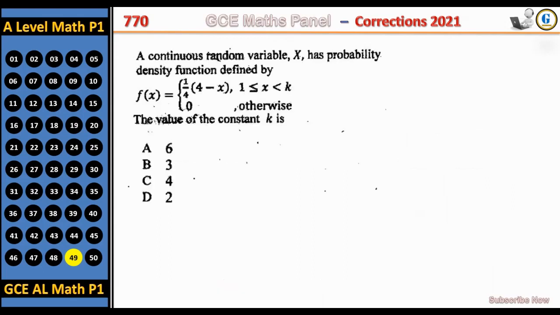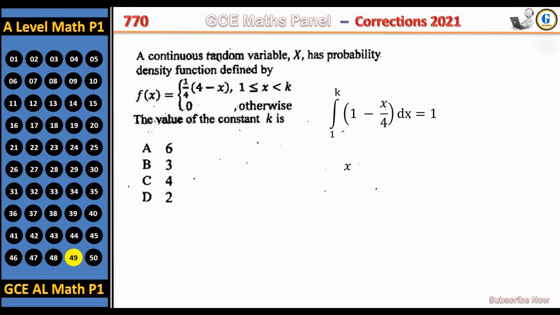Question 49. A continuous random variable x has probability density function defined by that. The value of the constant k is. So we know that the integral of the probability density function from negative infinity to positive infinity is equal to 1. But this function is only defined from 1 to k. So we integrate it from 1 to k and equate to 1.